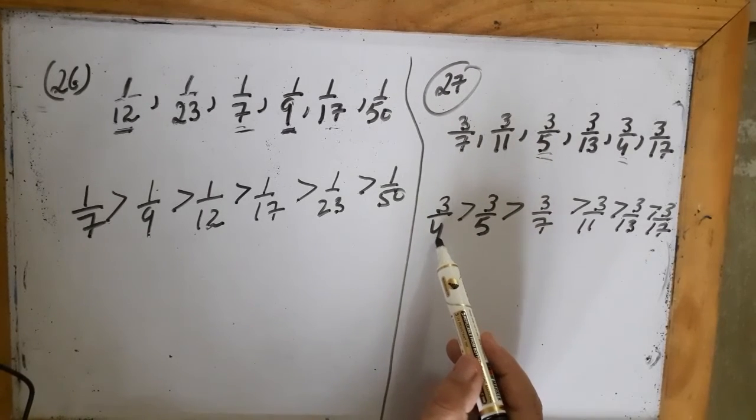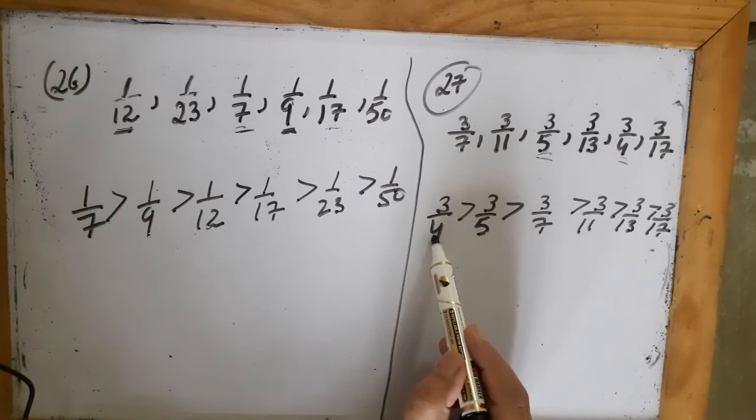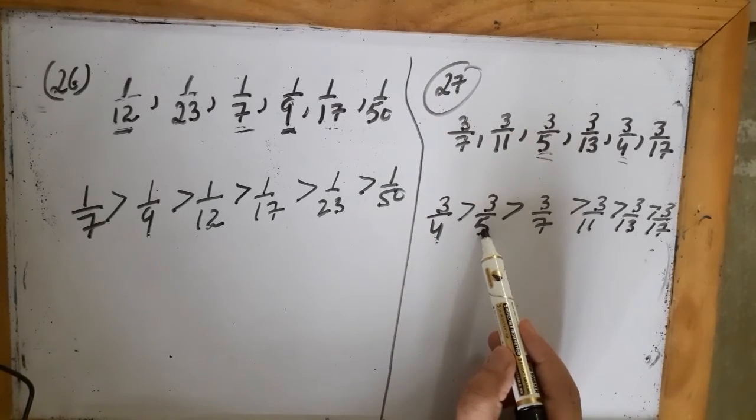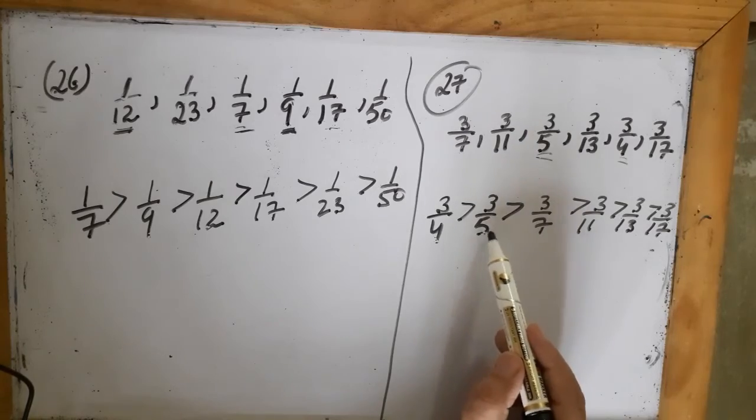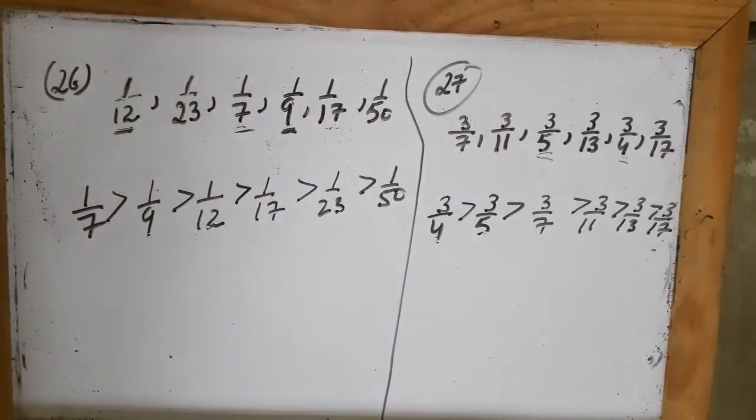This denominator is smaller than this, so this fraction is bigger than this. This denominator is smaller than this, so this is bigger than this. This is how we put them in descending order.